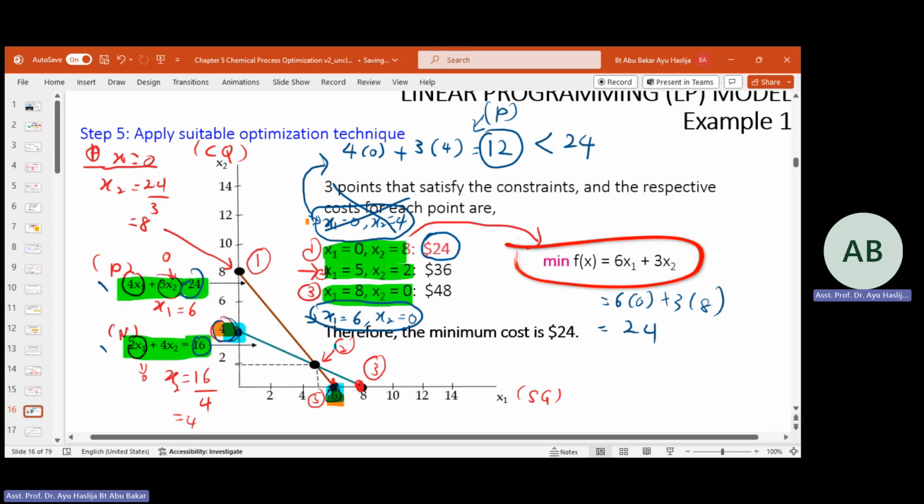Similarly for this point, X1 equals 6, X2 equals 0. Let's put it into the nitrogen constraint equation: 2 times 6 plus 4 times 0, so you get 12 as well, where you need at least 16. So it is less than 16. That's why this point is not included.